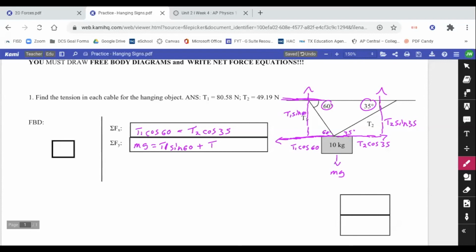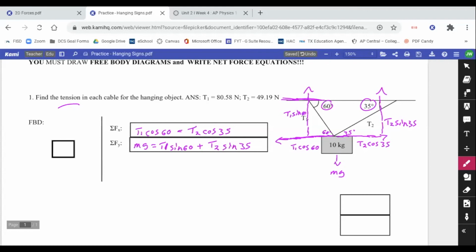T1 sine of 60 plus T2 sine of 35. I get so used to TI, like Texas Instruments, I just write TI instead of T1. So I've got my forces, right? My summation of forces. I want to solve for the tension in each of the cables. And yes, they are listed up there for me.